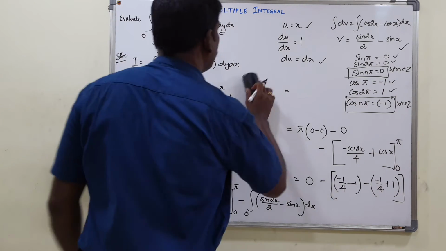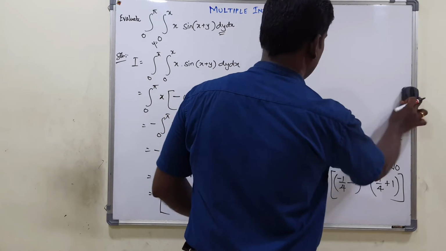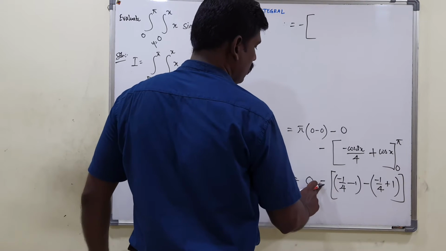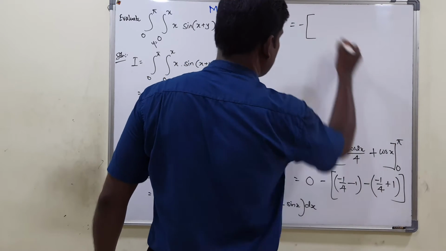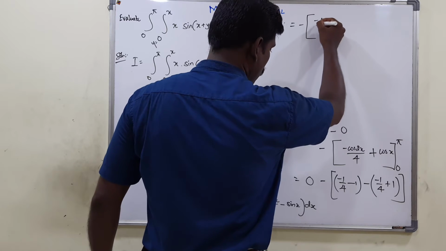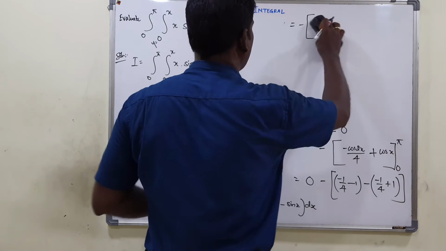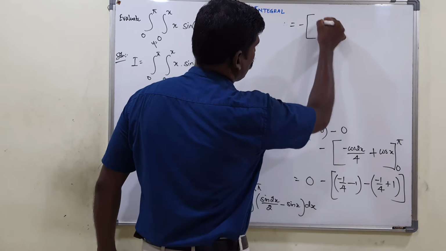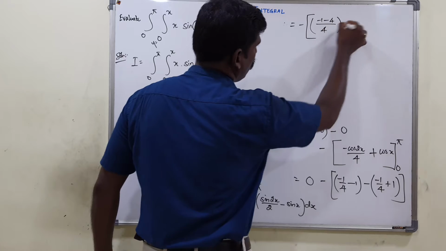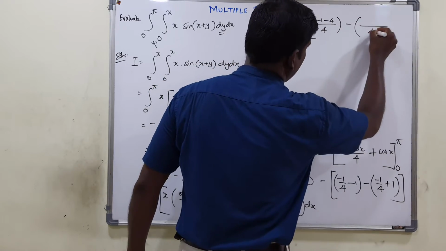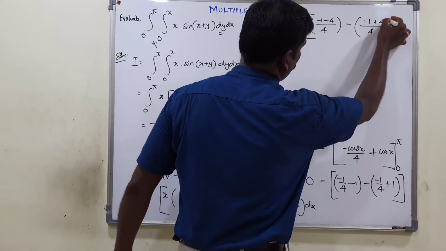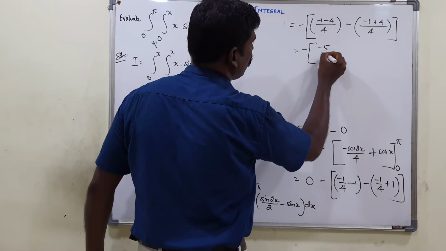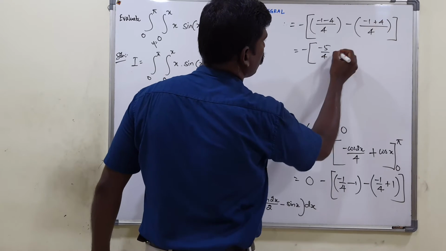How can you simplify this? Multiply this minus inside the bracket, or otherwise just take LCM as 4. Taking 4 as LCM, minus 1 minus 4. Minus, again taking 4 as LCM, minus 1 plus 4. So minus of what? Minus 5 by 4, 3 by 4. So minus 3 by 4.